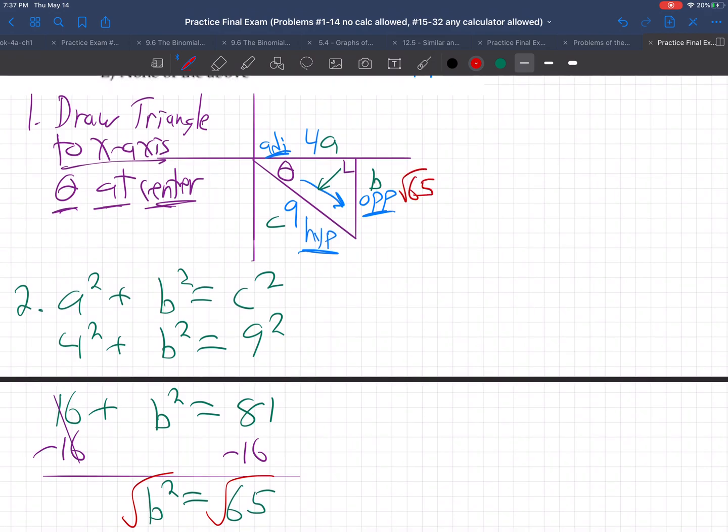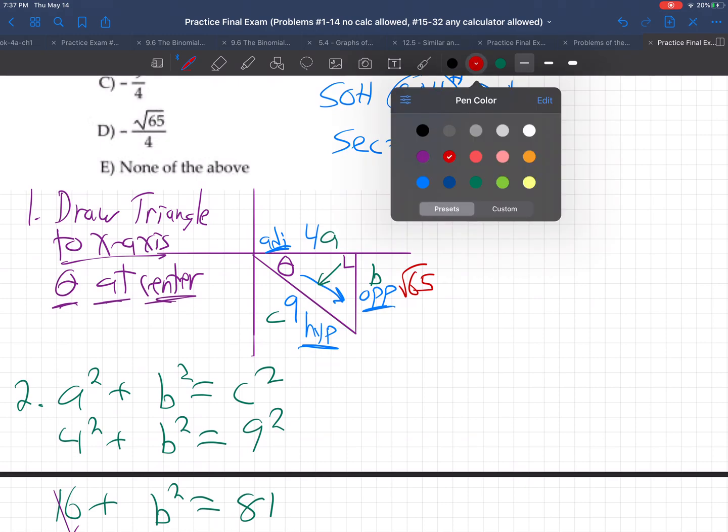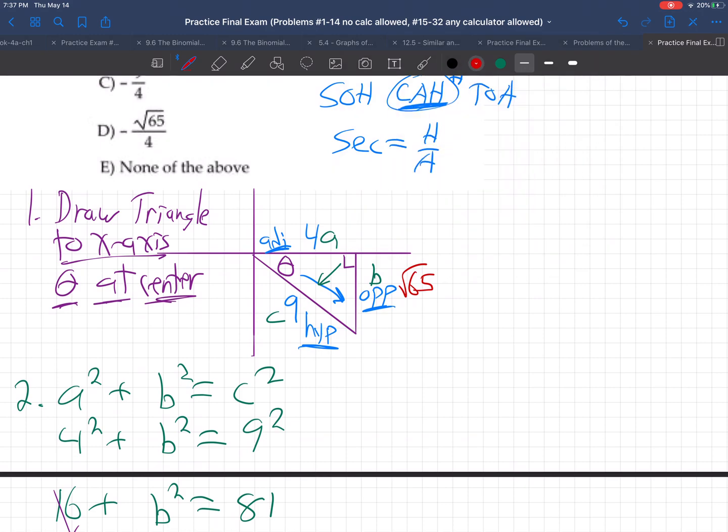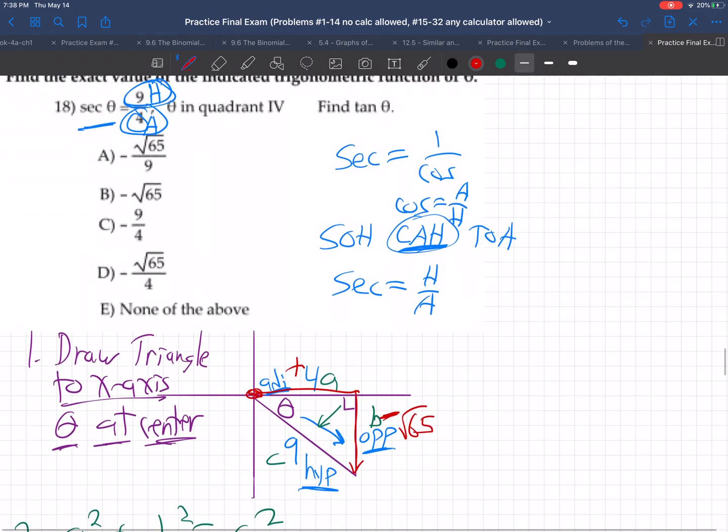Square root of 65. But now let's be careful with our signs. Remember how the signs work here? From the origin, this is right and down. So it's positive 4 and negative root 65. Right and down. Okay, so we got our triangle. Did the Pythagorean theorem.